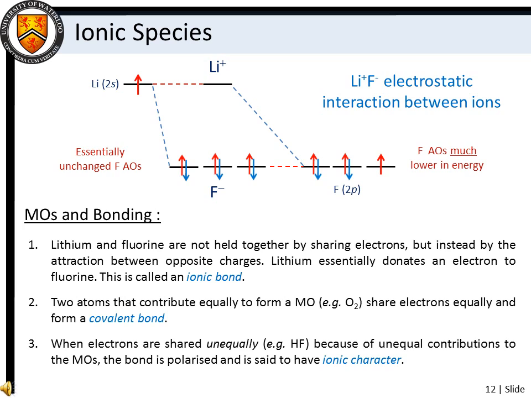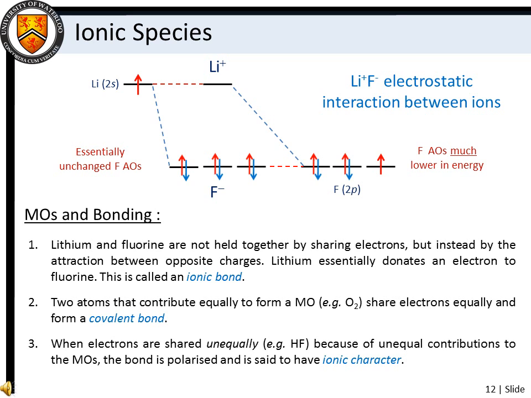In some cases, the energy difference between the combining atomic orbitals is so large that the MOs produced are essentially the unchanged atomic orbitals themselves. For example, when lithium and fluorine interact, the result is essentially donation of the lithium 2s valence electron to the fluorine 2p atomic orbital.